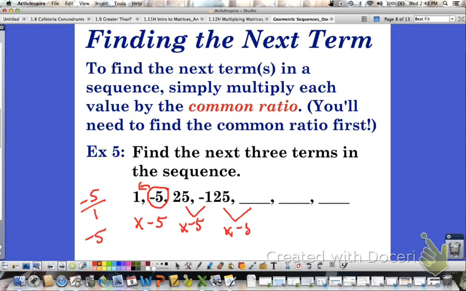-125 times a -5, I'm on my calculator, is 625. To get the next term, keep multiplying by a -5. Times -5 is -3,125. And then again, times -5 is a big number, 15,625.